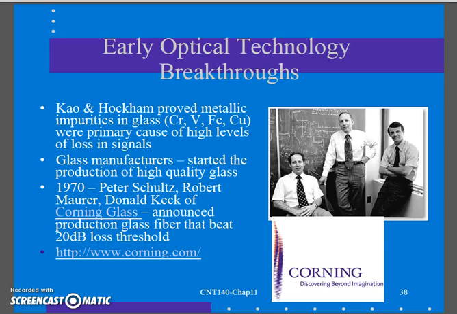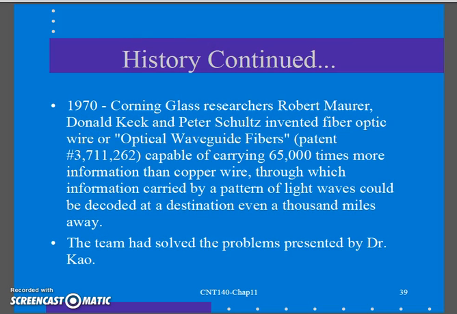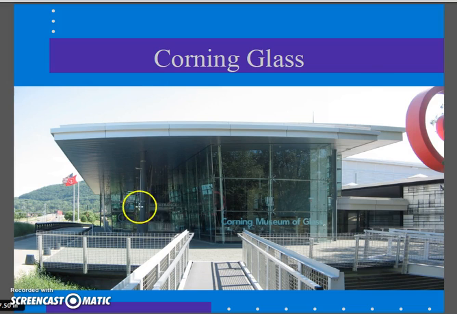Keep going here. They applied for a patent, 1970, patent number 3,711,262, basically getting the patent for this fiber and production of this fiber. They basically solved the problem that Dr. Kao presented or figured out. So Kao and the team of Maurer, Keck, and Schultz are significant in the production of fiber optic and the history of fiber optic. If you ever get a chance, quick little side note here.